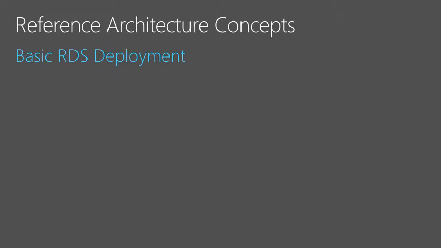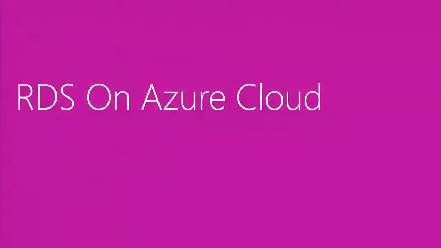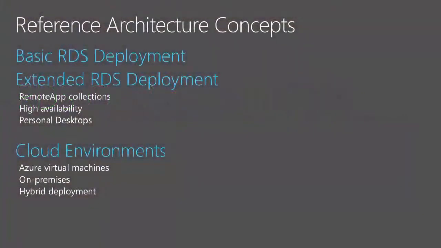It functions, and then you can start layering on higher availability for the different services, and doing other enhancements on that thing you built. You don't have to start over again to get that. So we call that extended deployment when you start building those layers on top. You'll do things like create a remote app collection, make it highly available. You'll implement personal desktops and so forth.